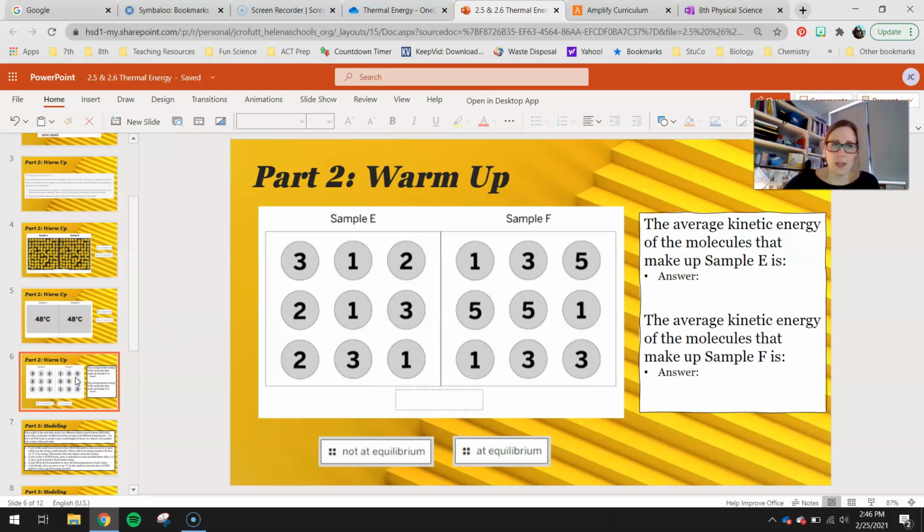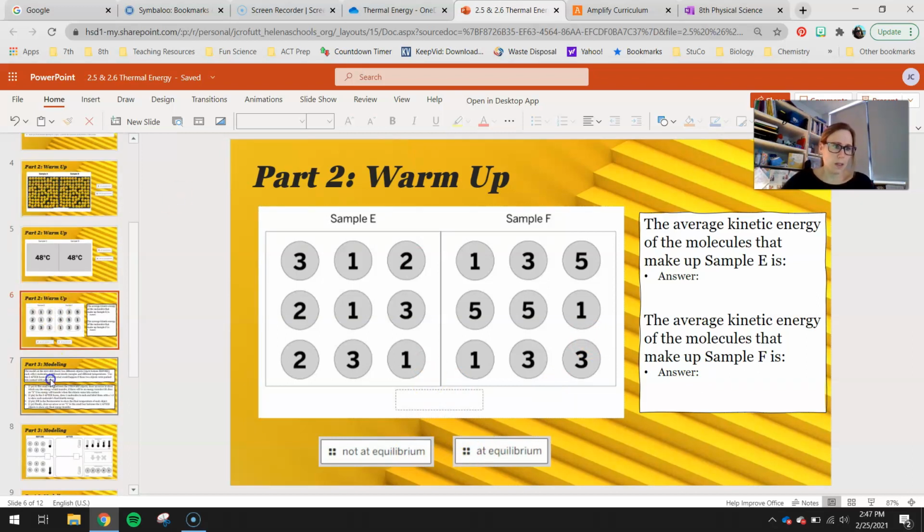And then finally, we've got sample E and F. So you guys might need to do a little math for this one. So the average kinetic energy of the molecules that make up sample E, go ahead and calculate the average there. And then the average kinetic energy of the molecules that make up sample F, calculate the average there. And then once you guys have done that, go ahead and drag not at equilibrium or at equilibrium up to represent this system. Okay, so that's a pretty quick little section for you.